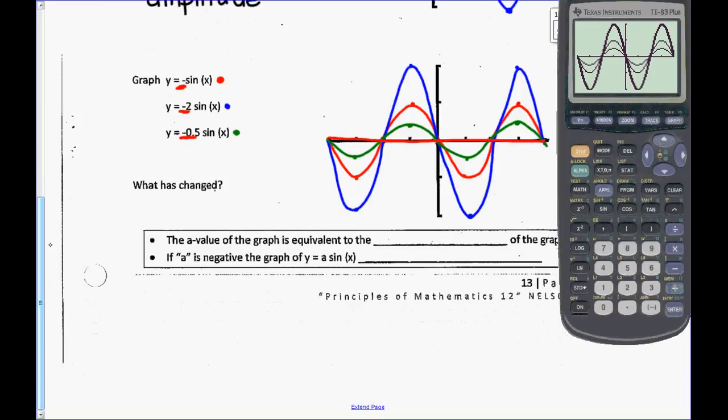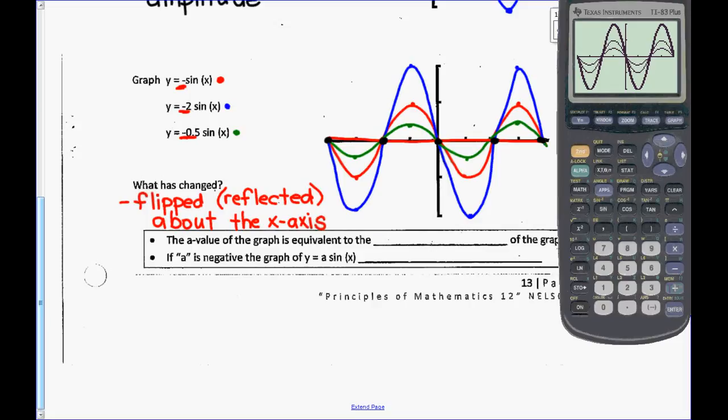Okay, so let's see if we can just summarize here. What has changed? Well, the whole graph has been flipped. The actual mathematical term for that would be reflected about the x-axis. That means around the x-axis. Okay, so these points right here would remain stationary, and the whole thing would just flip.